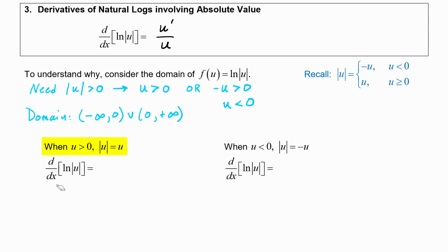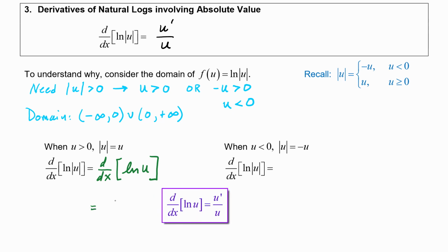Then the derivative with respect to x of the natural log of the absolute value of u can be written as the derivative with respect to x of the natural log of u, because whenever u is positive, absolute value of u gets replaced with u. Now this, we already know how to find the derivative of. It is equal to u prime over u.